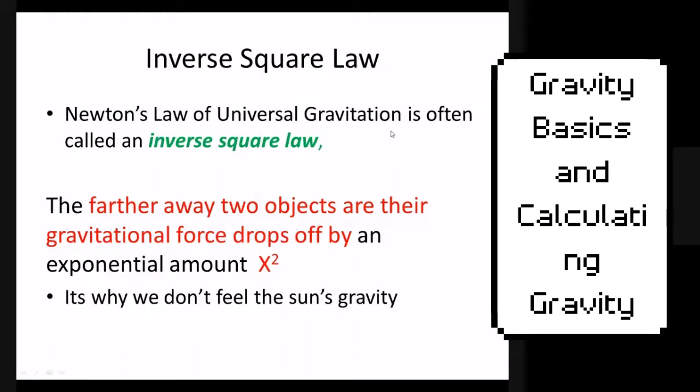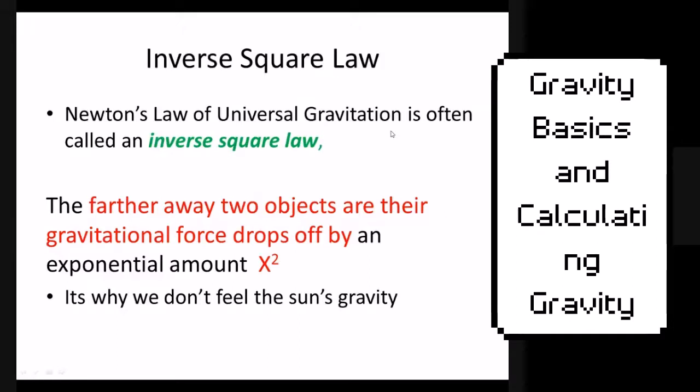So that's why something like the sun, which has a lot of mass, we don't really feel the sun's gravity when it passes overhead. It's just so far away that its gravitational force is arguably tiny compared to even the Earth or the moon. So the moon will actually have a bigger effect than the sun because the moon is a lot closer, even though it's a lot less massive.